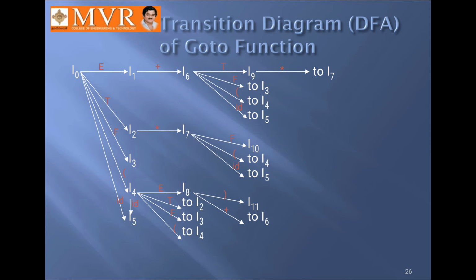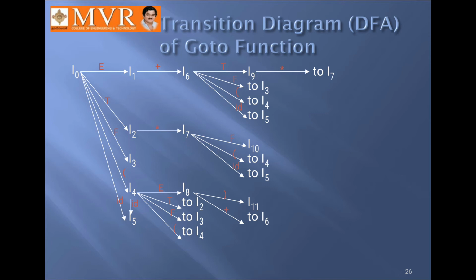There are two types of functions, action and goto. The parse program reads characters from an input buffer one at a time, where a shift reduce parser would shift a symbol, an LR parser shifts a state. Each state summarizes the information contained in the stack.